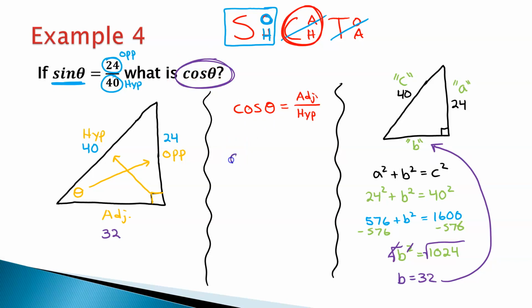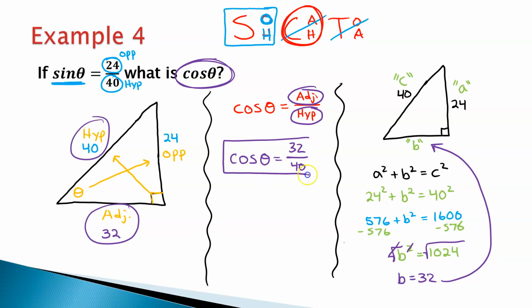Cosine of theta is equal to, what's my adjacent? Adjacent here is 32. Over my hypotenuse, what's my hypotenuse? 40. 32 over 40. And that's okay. We're going to leave it like that. Yes, we could simplify that, but we're just going to go ahead and leave it like that for now. Cosine of theta would be 32 over 40.